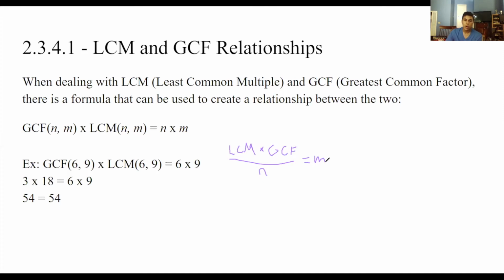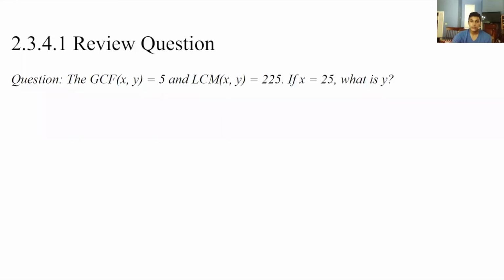Alternatively, you could also use this if you knew the product of n and m themselves, and then you also knew either the LCM or GCF. You could divide the product of m and n by whichever one you have, the GCF or LCM, to find the other one, instead of going through all the extra calculations with the first methods that I taught you. So now I have a review question about this concept. If you'd like to try it, I'll give you a few seconds to pause the video and then I'll explain the answer.